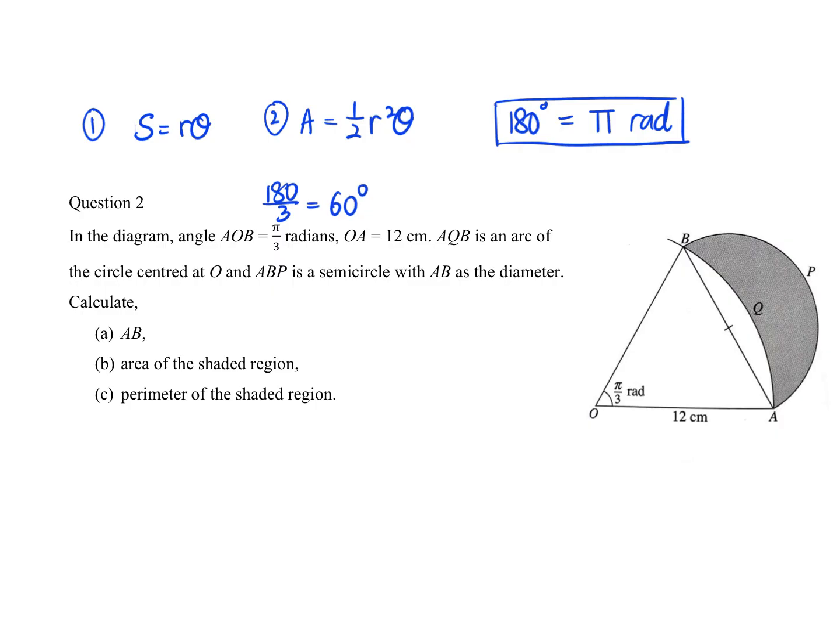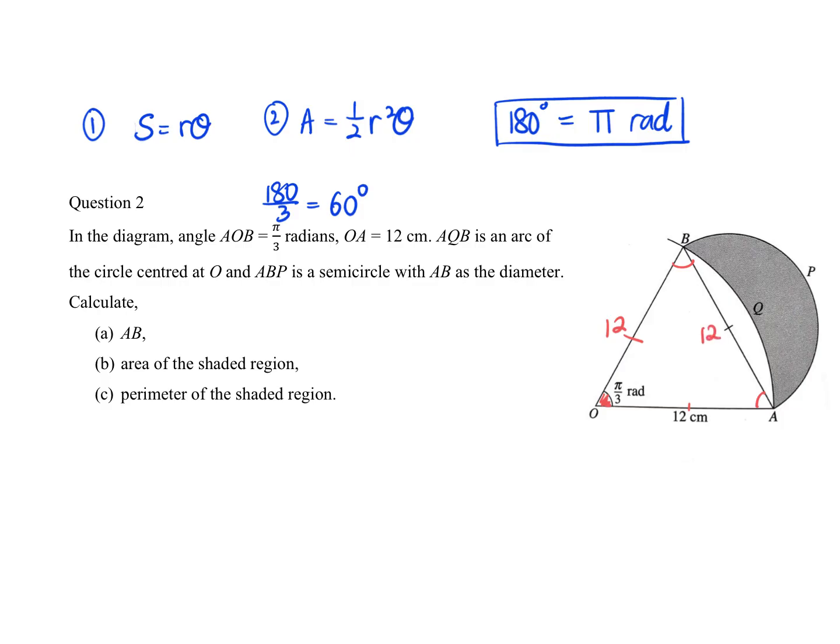So if this angle is 60 degrees, and these are both radius, so this is also 12 cm. That's also 12 cm. That means at the same time, this will be what kind of triangle? All 3 sides will be the same, right? So this is now an equilateral triangle. So this side over here automatically also becomes 12 cm. Right? This is an important piece of information.